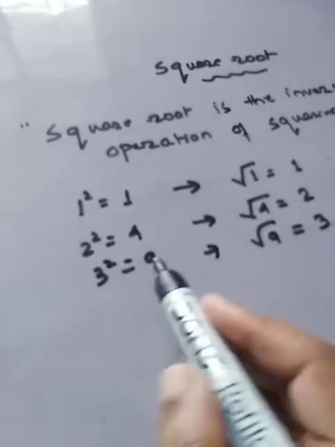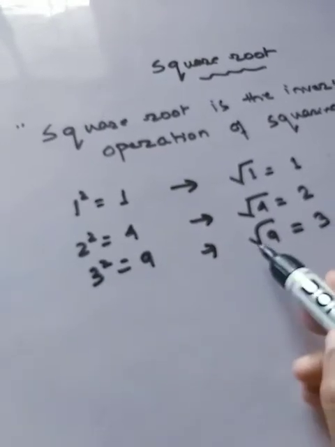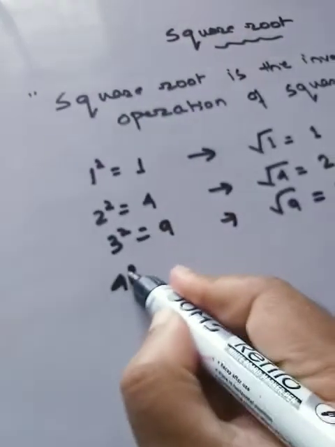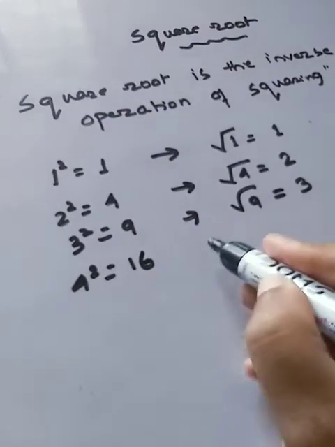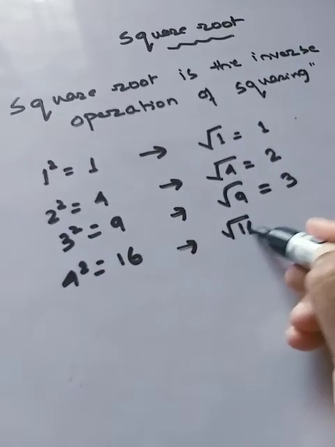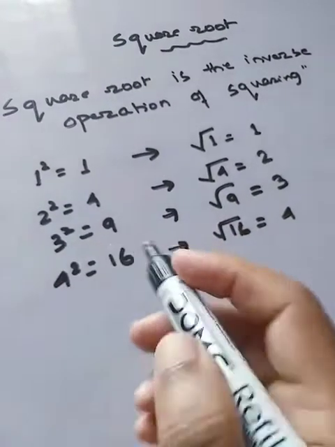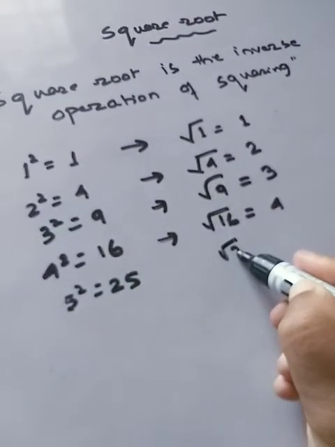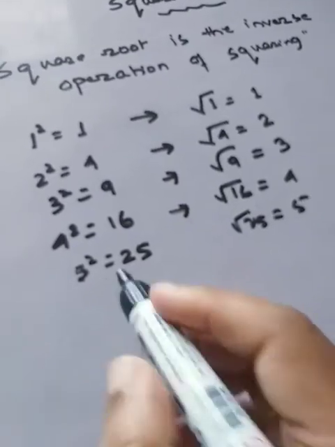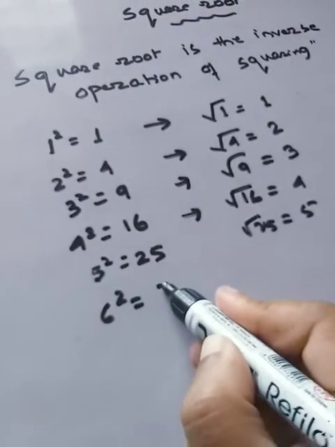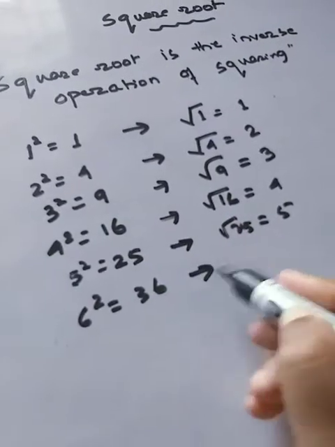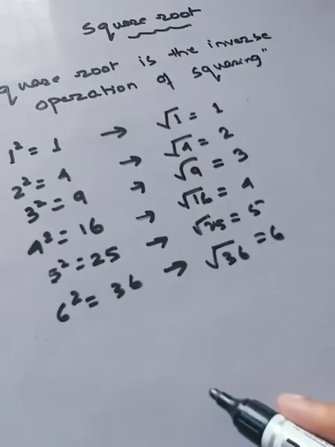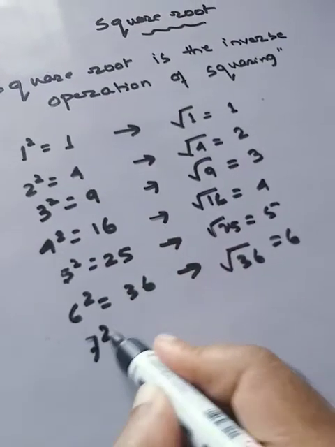Understood the relation? How I am going? The square of 3 is 9 and the square root of 9 is 3. Just the opposite. Okay, now again 4 square is what? 16 and square root of 16 is what? 4. You see, just the opposite. 5 square is what? 25 and square root of 25 is 5. Similarly, 6 square is 36, isn't it? So the square root of 36 is what? 6. It's very important.